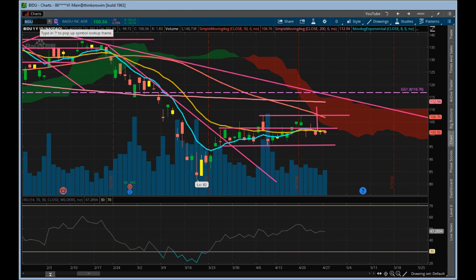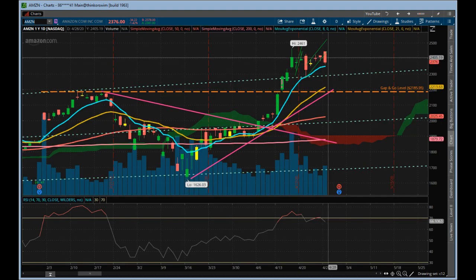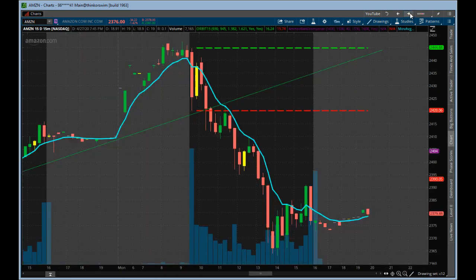Amazon. Earnings this week. So, nasty pullback today. Bearish engulfing candle. A couple of setups today. Upper shadow here off the 80 MA. Nice move down today on Amazon.